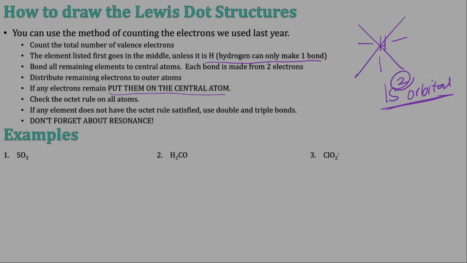And then we're going to check the octet rule for all atoms. If an element does not have the octet rule satisfied, we use double and triple bonds. What that means is that you only make double and triple bonds when you don't have enough electrons. You don't make double and triple bonds when you have too many. So if you don't have enough, we're going to use double and triple bonds. All right, and then don't forget about resonance, and I'll talk about that while I do these.